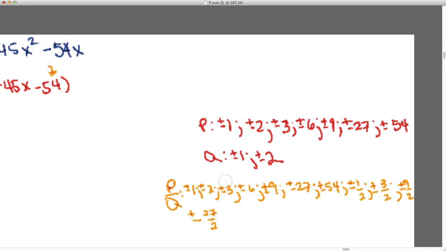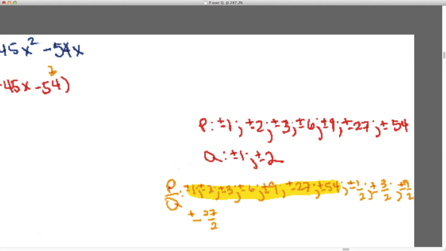And then P over Q, when I do P over 1, I get all the terms from P. But then when I do them over 2, I get a few new terms. And any of the 2 over 2, for instance, 6 over 2, 54 over 2, these are all accounted for in the P, so I don't have to repeat them.